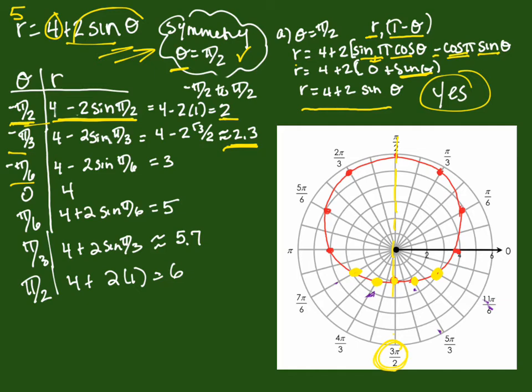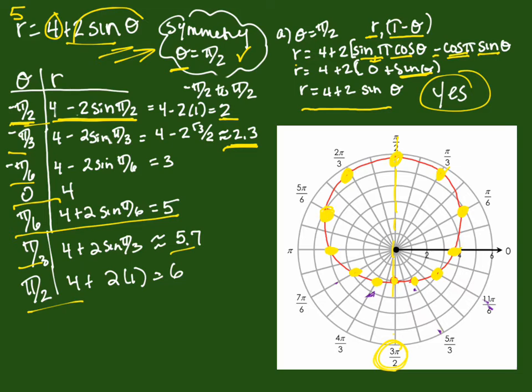All right, moving on to 0, I am at 4. So nice dot there, and then symmetric across would be at pi there, and so I put a dot there. All right, going to pi over 6, I get 5. So at pi over 6, I'm at 5. And across it would be over here at 5 pi over 6. Pi over 3, I get 5.7. I'm here and here. And then at pi over 2, I'm at 6.